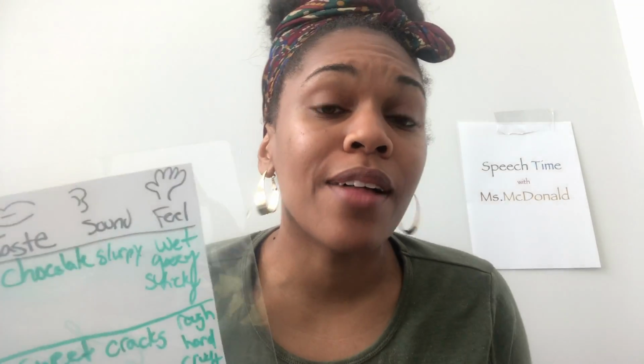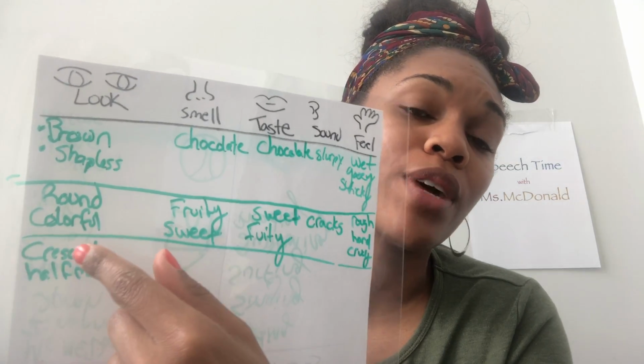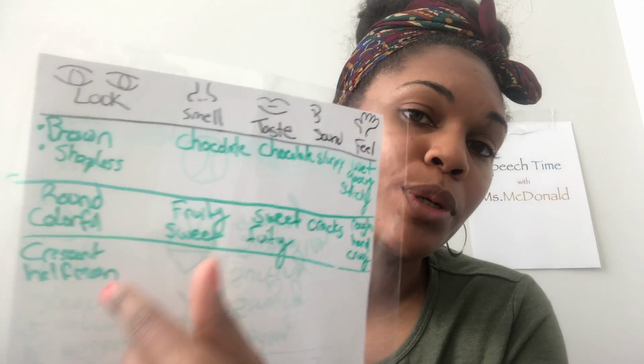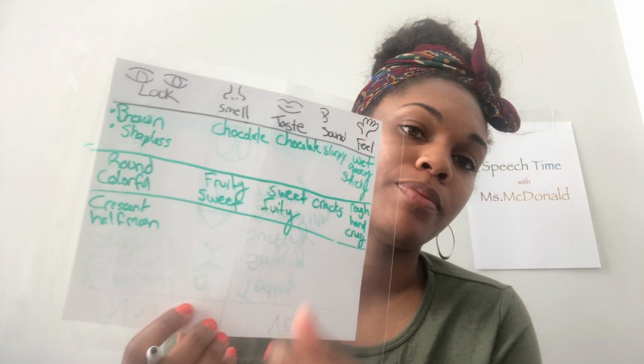Did you do it? Let's see. I wrote down that it was a half moon or crescent shaped. Half moon or crescent shaped. Now let's think about what this is called. If you haven't guessed it already, it's called a lemon.